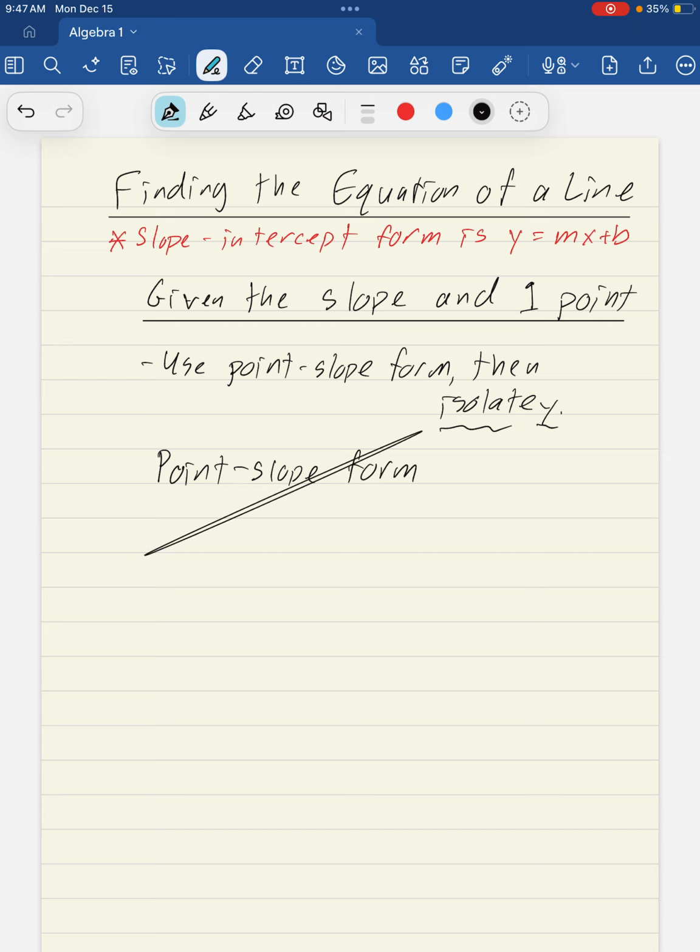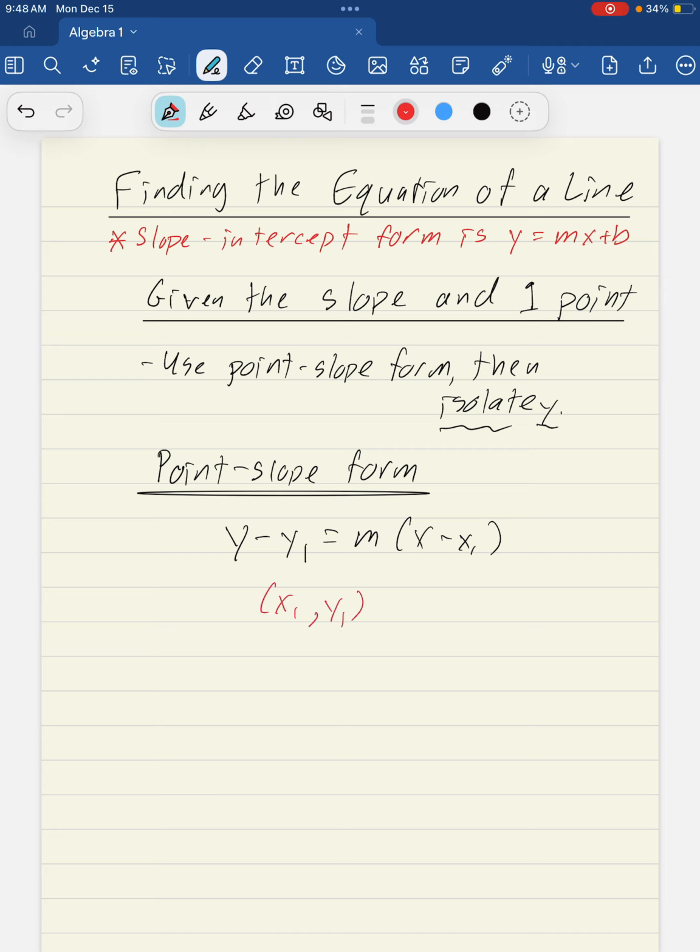Point slope form. That is not working the way we want it. Boom, there we go. Point slope form is y minus y1 equals m parenthesis x minus x1. And you might say, oh doggies, that looks a lot more complicated than y equals mx plus b. But the thing we got to understand is with this situation, the x1 and the y1 is a given point.